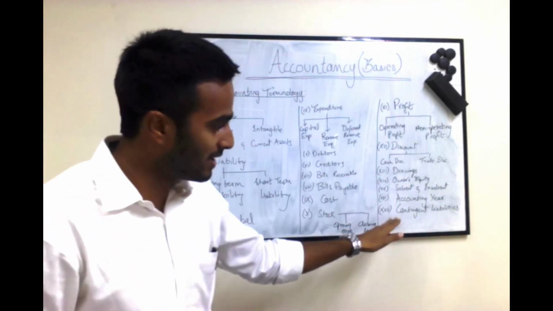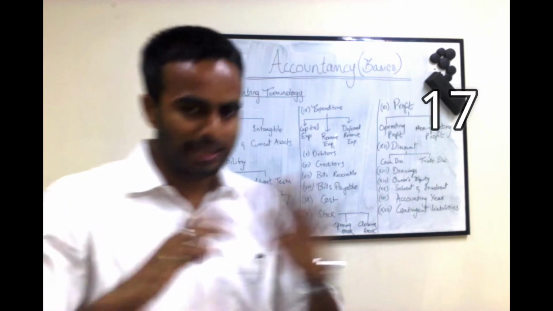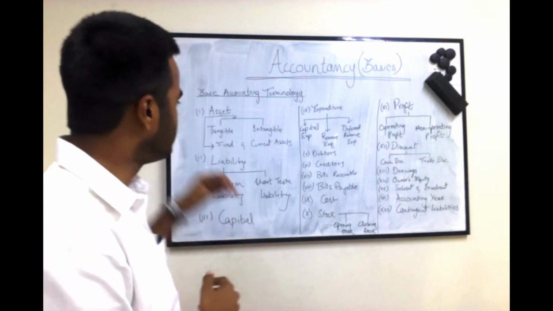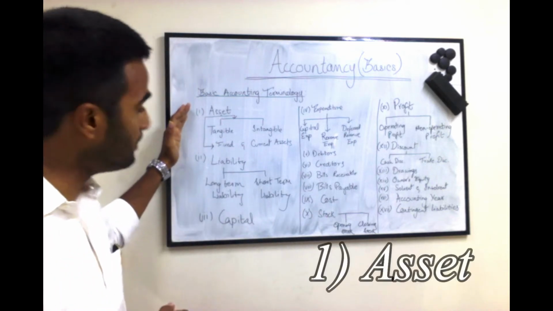I guess we have around 17. These are just the basics. You have many more terminologies, but we will stick to a few basics. That's it. First coming asset.